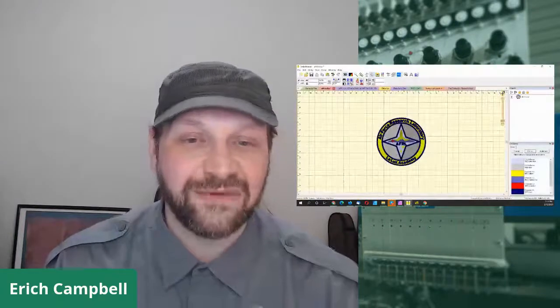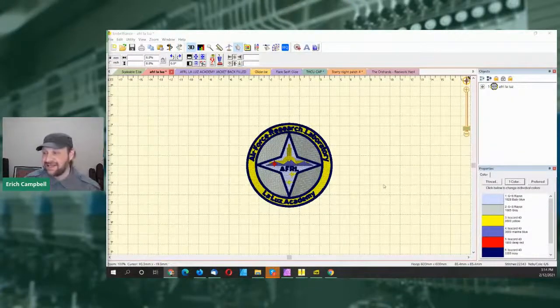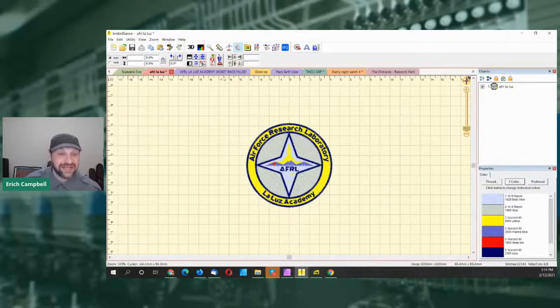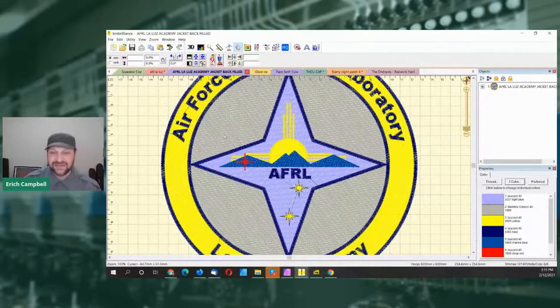First thing I'm going to show you, guys, is an old set of designs, super old, that I did for the Air Force Research Laboratory. So let's take a look at this. This, of course, has a left chest and a full back. Very simple designs. So you're going to say to me, well, there's not going to be a lot to change with these. There's not a lot going on.